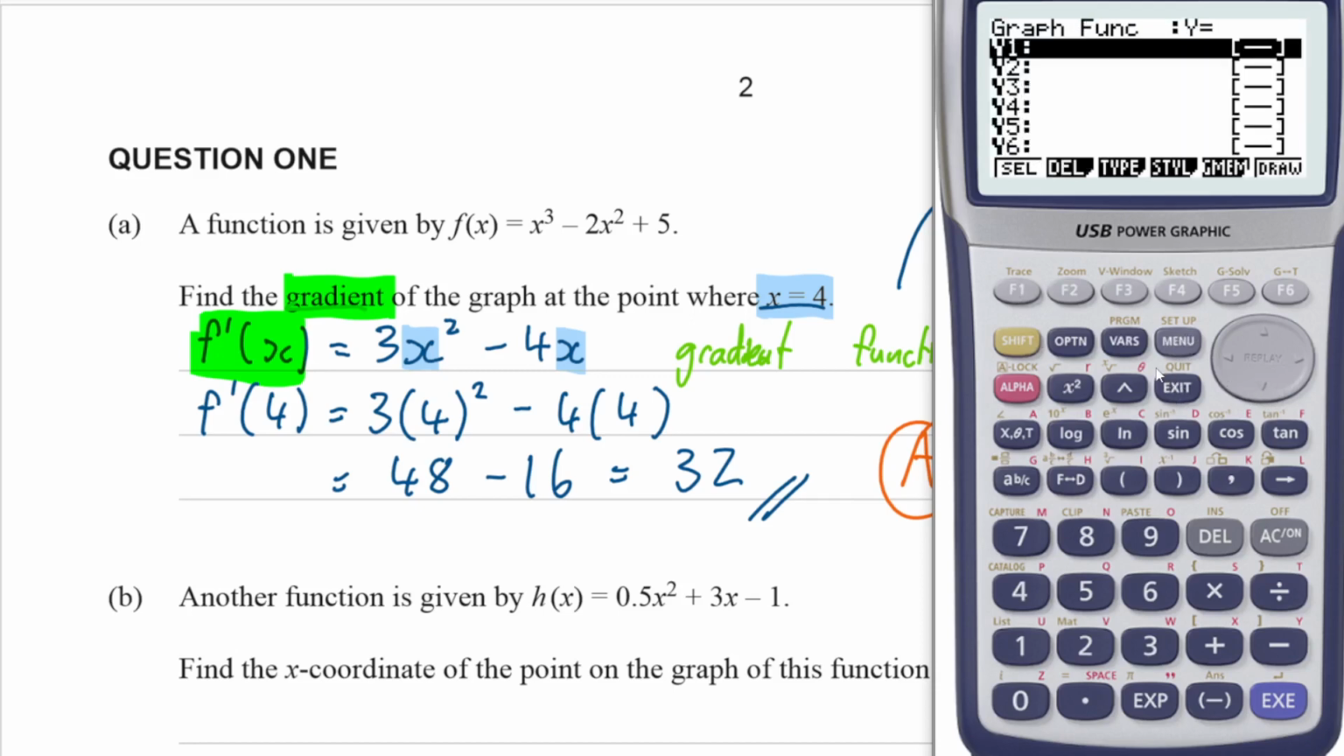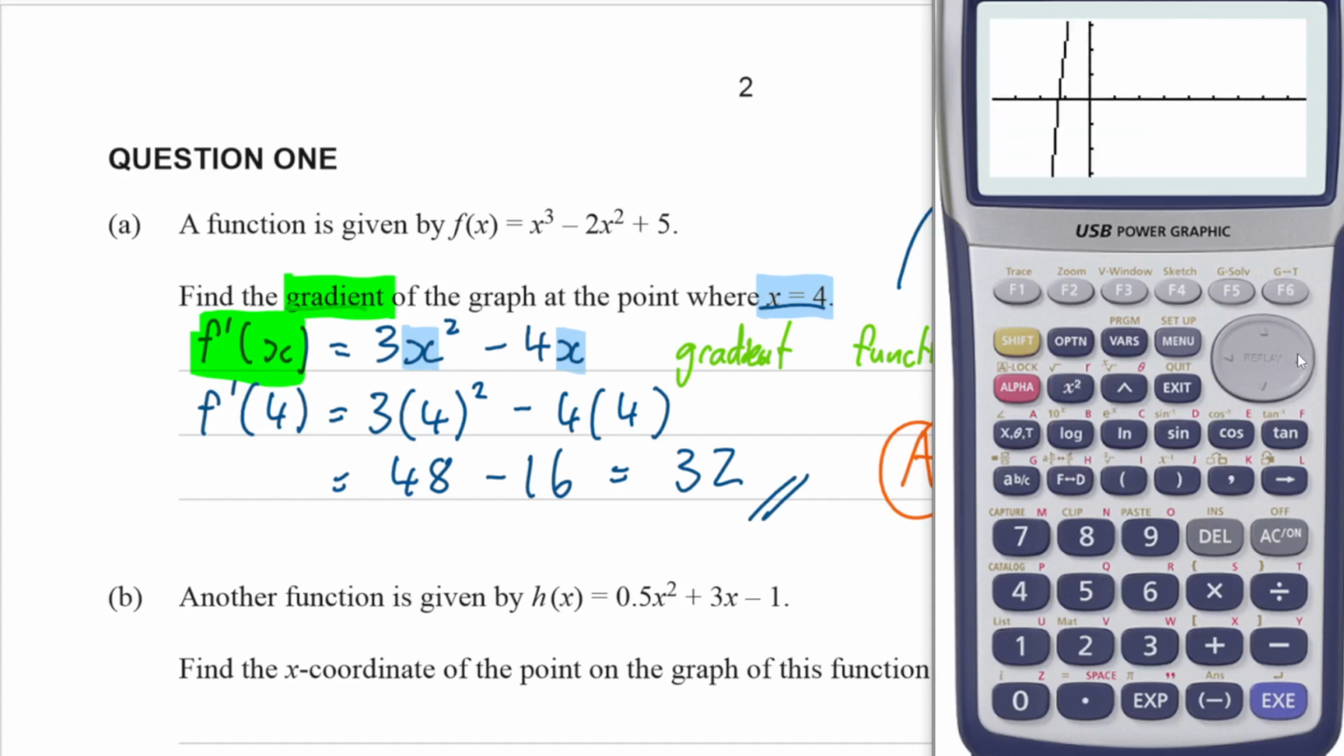Exit. Now we can graph it, so x cubed minus 2x squared plus 5, execute. We can hit draw. So here's our graph. I'm a bit zoomed in. Oh, there we go, scrolling up. So it's a cubic like we expected.